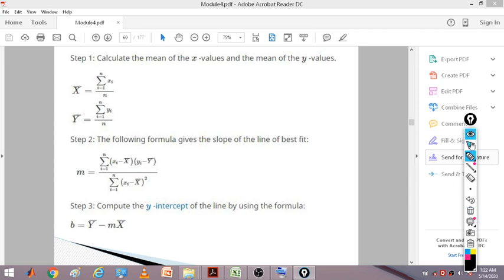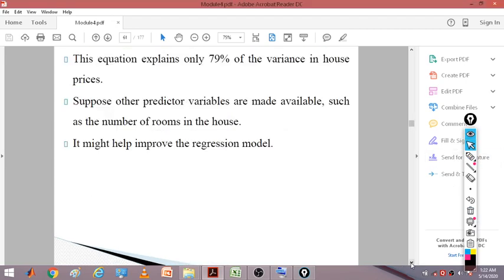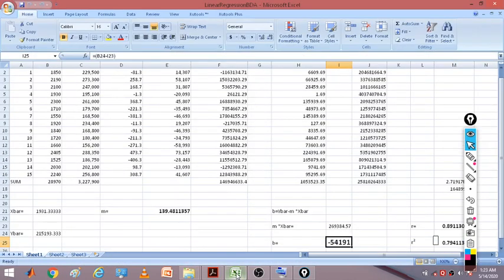Now I'll show you how we calculated the values. In this equation we obtained 79% of the variance in the house prices. This is saying that 79% of the time we can judge, with the linear line we have got, the target variable, which is your house prices. Now I'll show you how we obtain those particular values.